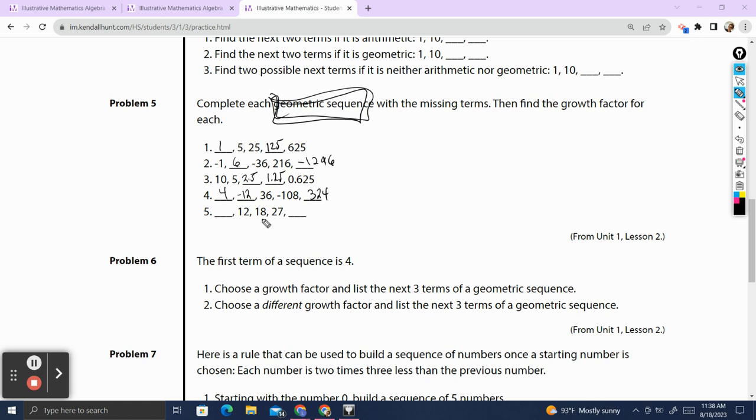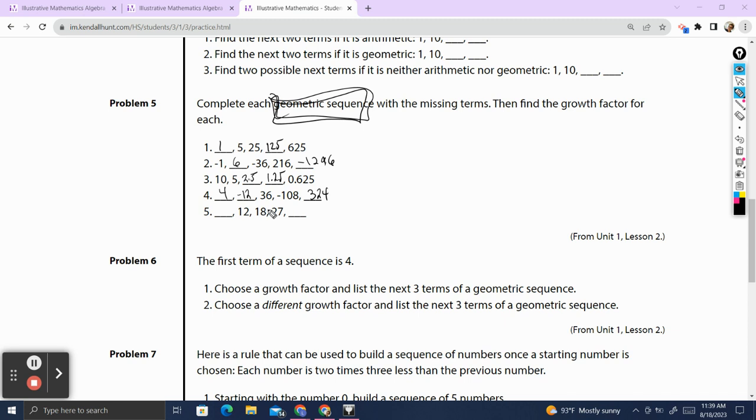Now, 12 to 18 to 27. I have a feeling here that our scale factor is a fraction. So I'm pretty sure it's 1.5. So in my handy dandy calculator, I'm going to multiply 12 times 1.5 to see if I get the correct answer. So 12 times 1.5 is 18, which means 1.5 is a scale factor. That makes sense in this case. So I'm going to say 27 times 1.5, and that's going to get me my next answer.